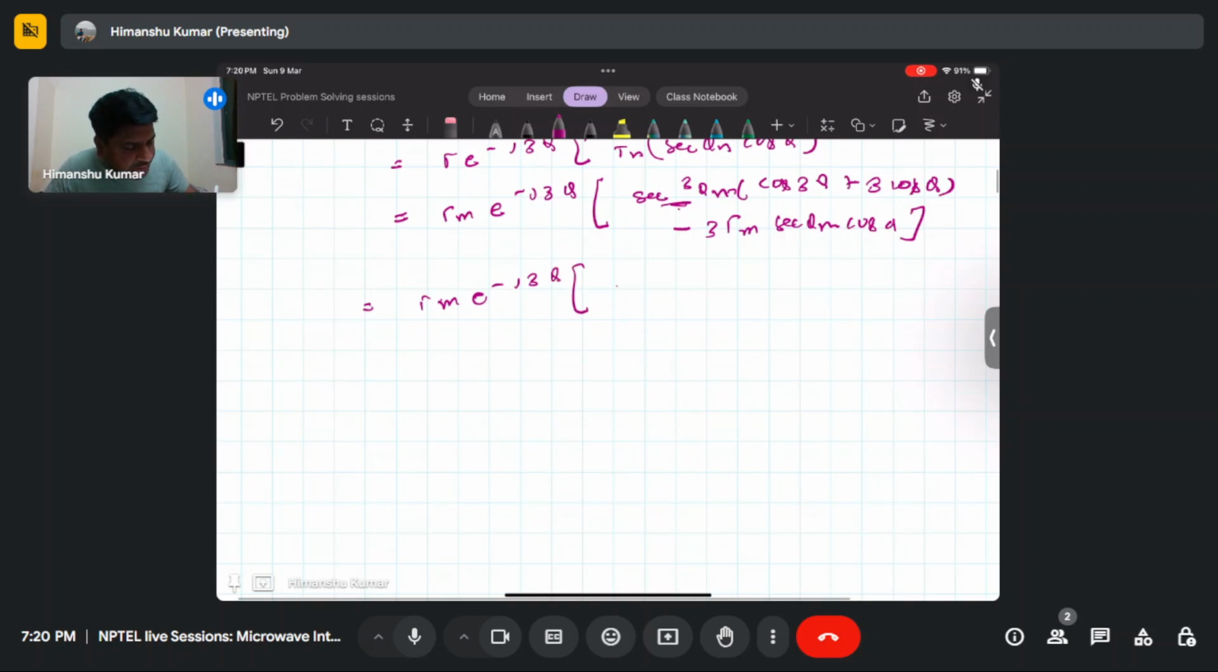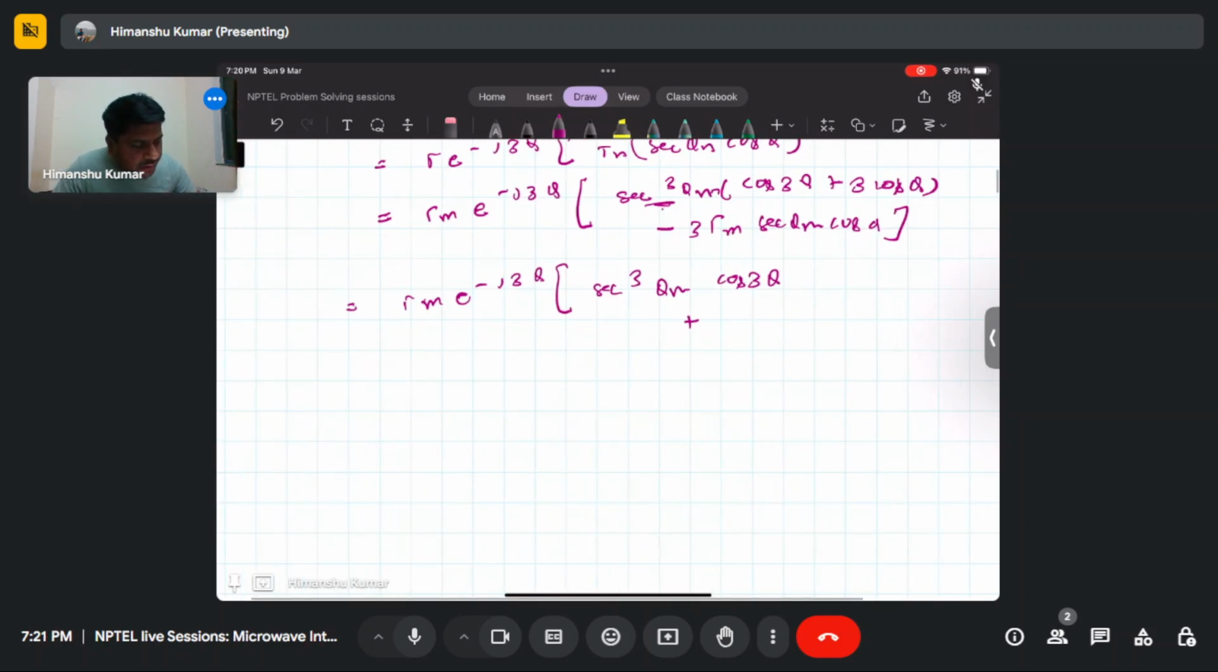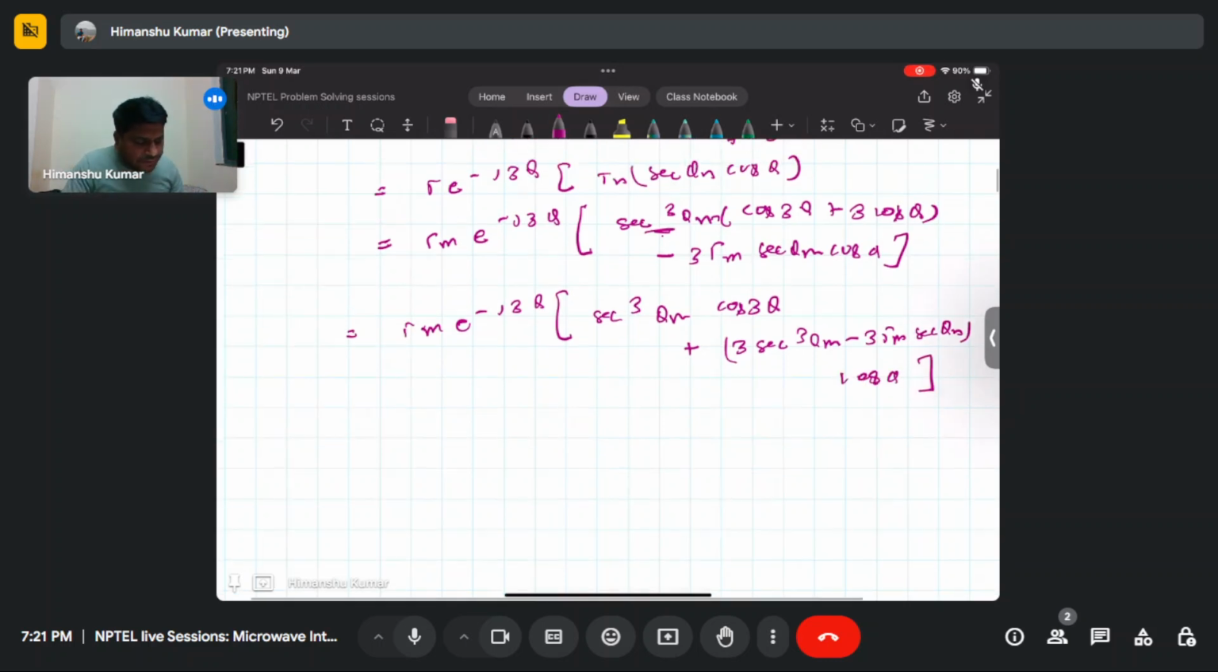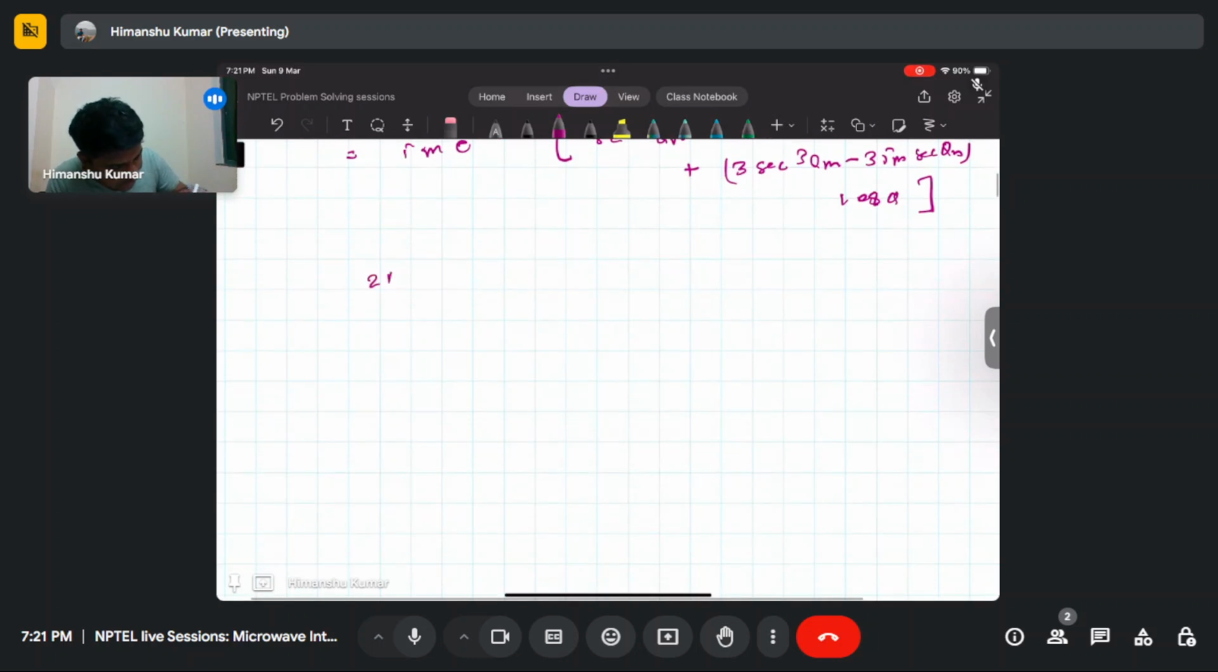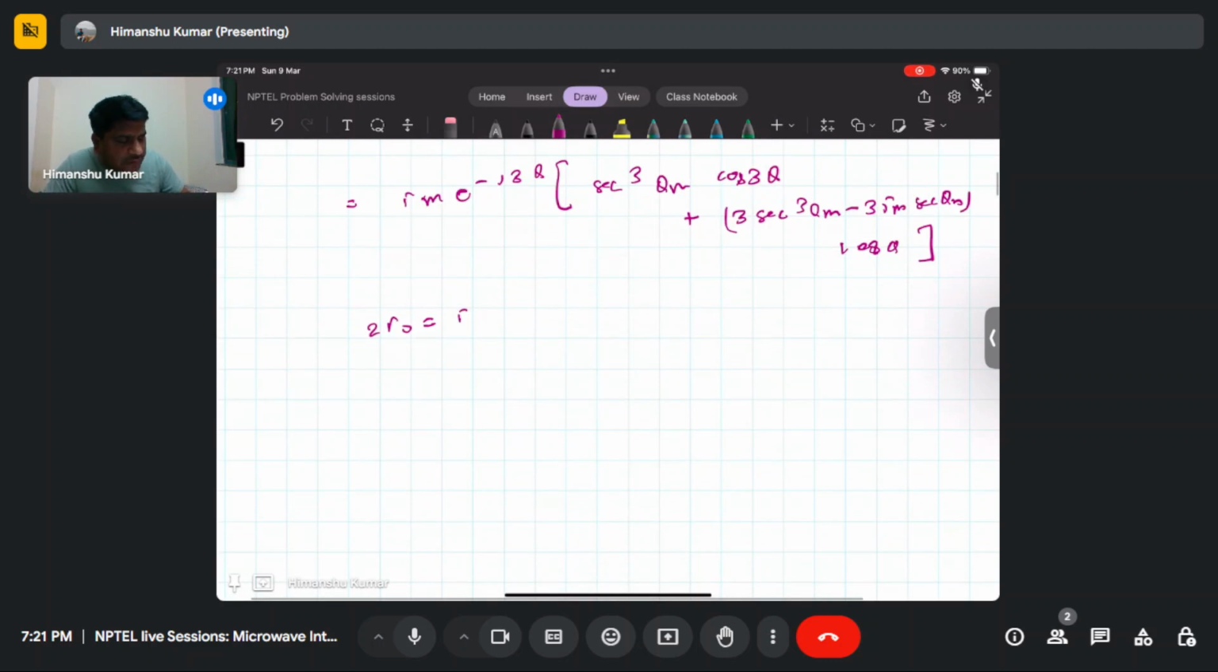So this will become sec cube theta m cos of 3 theta plus, the cos theta terms we can take together, so this will become 3 sec cube theta m minus 3 gamma m sec theta m, and then cos theta. So if we equate the coefficients on both sides, 2 times gamma naught will be equal to gamma m sec cube theta m. And 2 times gamma 1 equals 3 gamma m times sec cube theta m minus sec theta m.